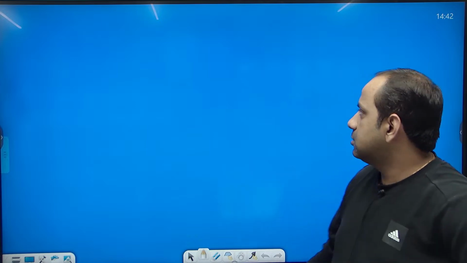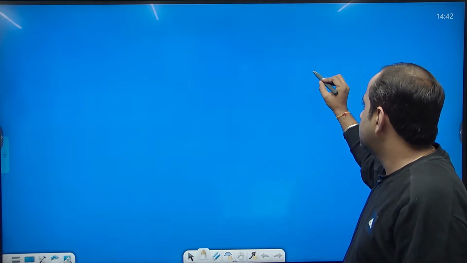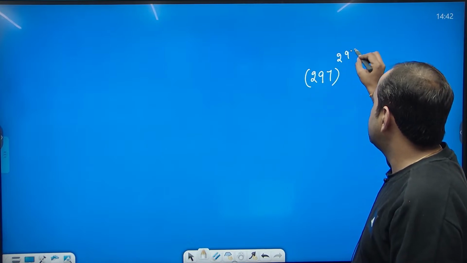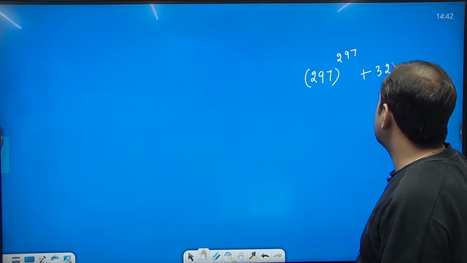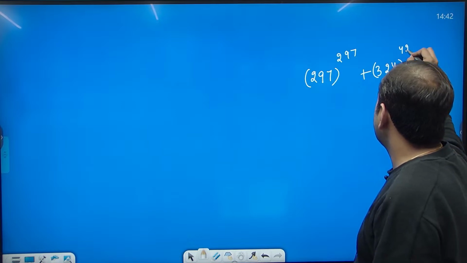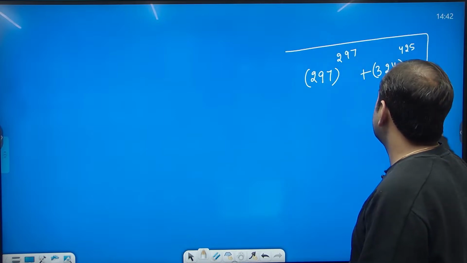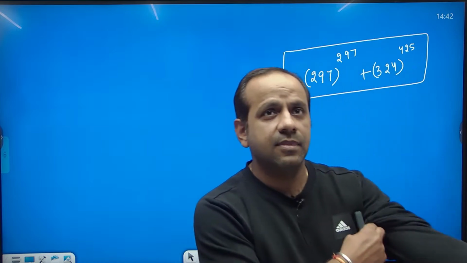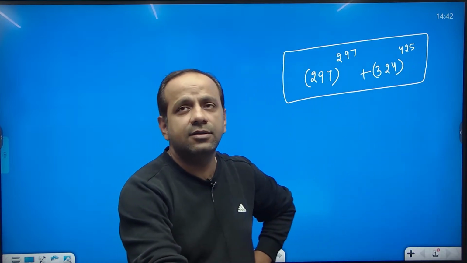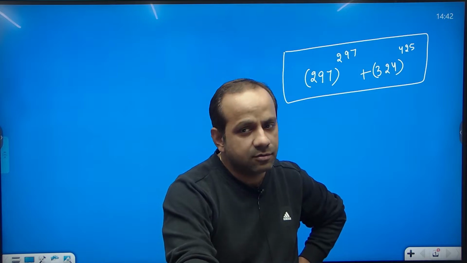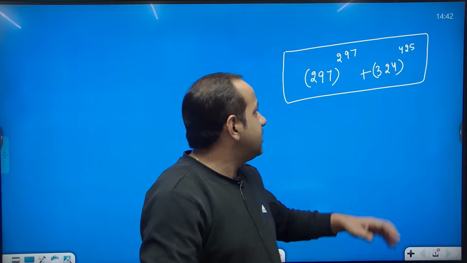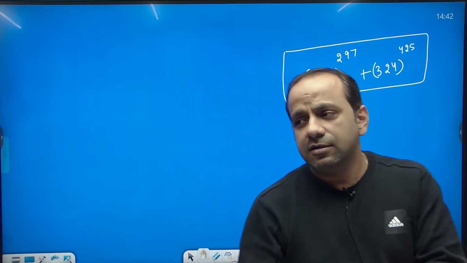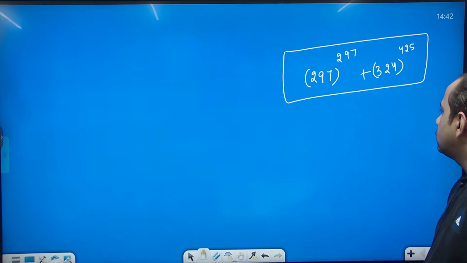Let's try one question based on unit digit only. If I say 297 raised to power 297 plus 324 raised to the power 425, you have to find unit digit of this expression. Try this question. Meanwhile, we start the class. Try this and comment your answers. Try karo. We have to find unit digit of this expression. The question is 297 to the power 297 plus 324 to the power 425.